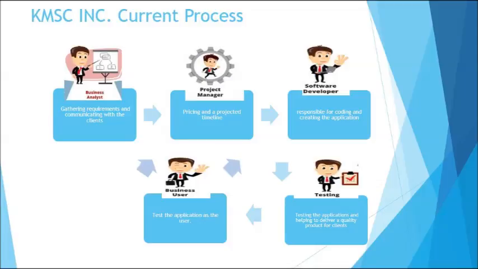After QA is complete, business users will also test the application as the user. If no issues arise, then user acceptance is passed to the project manager and the application is deployed. If issues do appear, then the application has to be redeveloped and passed to testing again.